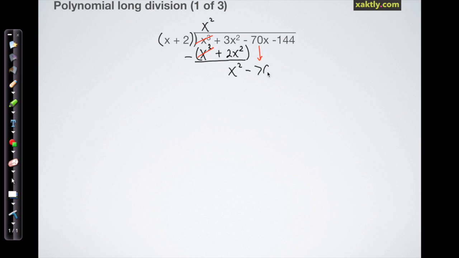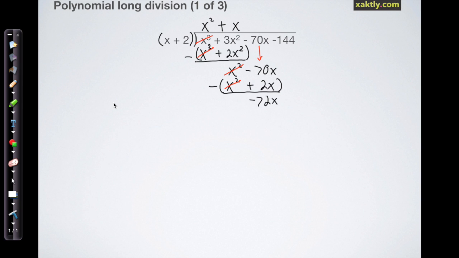What does x need to be multiplied by to give us x squared? The answer is x, so we'll put that up top, plus x. Multiply that by the x and the 2 in the divisor, so we get x squared plus 2x. We're going to subtract that from the line above it. The x squareds go away, and we end up with minus 72x.